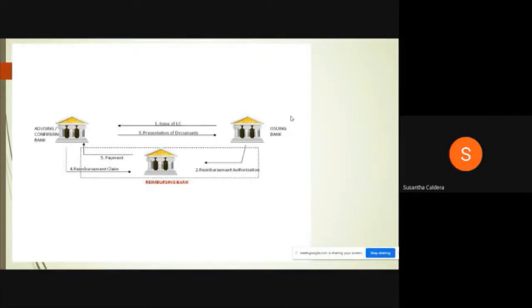It is like that. Now, for example, if you say issuing bank, are there any Bank of Ceylon guys in the class? Are there any Bank of Ceylon guys in the class?